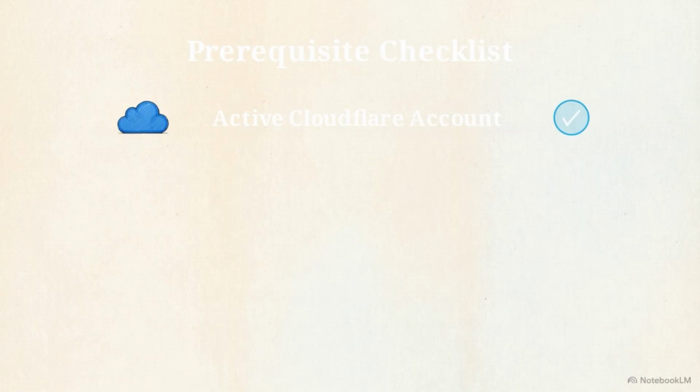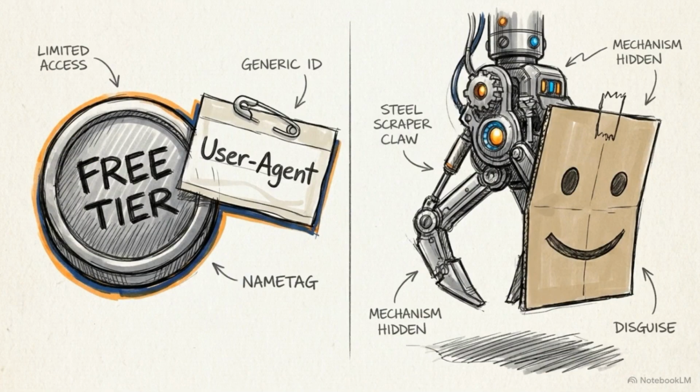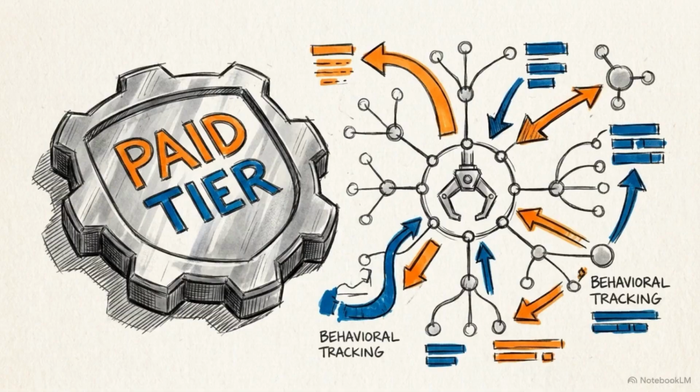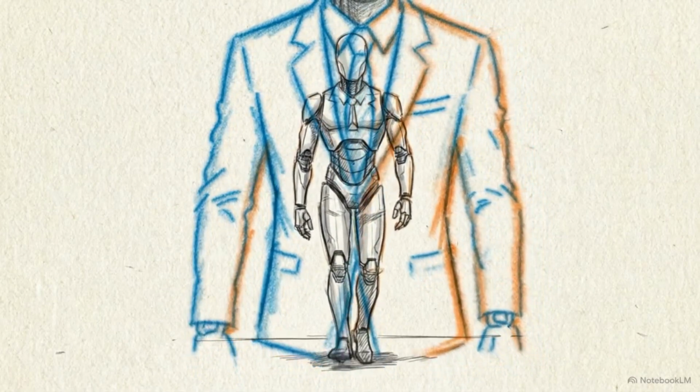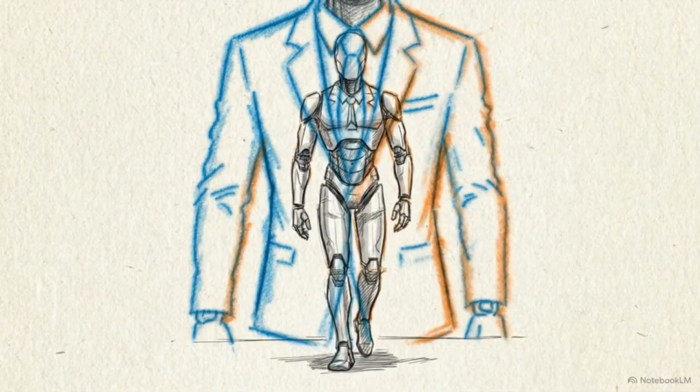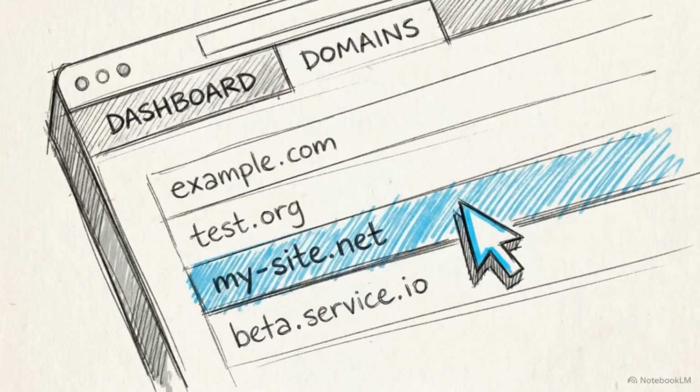Before we begin the setup, you need 3 things: an active Cloudflare account, a dedicated email address for your licensing department, and a paid Cloudflare tier, such as Pro, Business, or Enterprise. That paid tier is mandatory. Free plans identify bots using standard user agent string lookups, which are easily spoofed by scrapers. Paid plans unlock Cloudflare's advanced behavioral and machine learning heuristics. You need those advanced heuristics because AI operators actively attempt to mask their scrapers' identities to avoid paying access fees. You have to be able to detect the disguises.